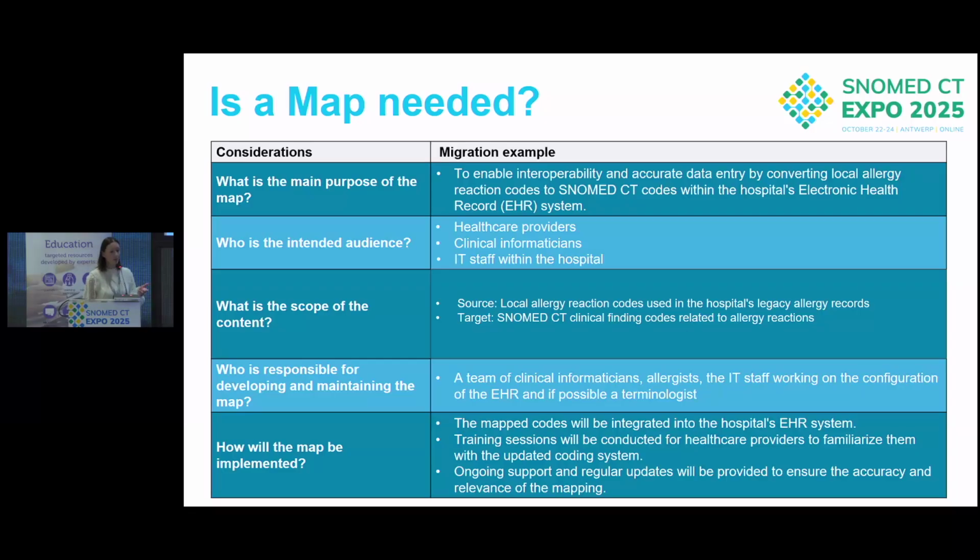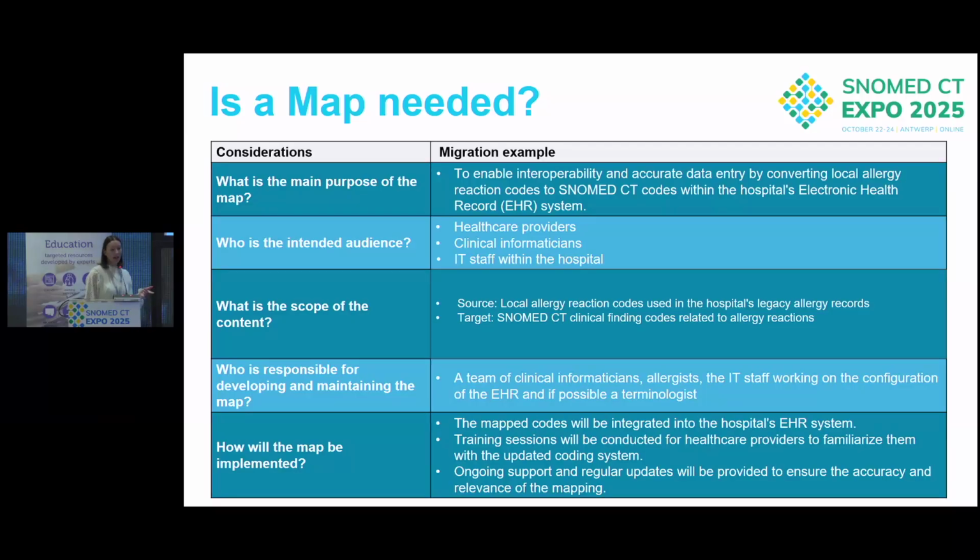And then who is responsible for developing and maintaining the map? A very key thing to always think about is who you might need involved in the processes for maintaining the map. Here, the suggestion for this example is that the hospital wants a team of clinical informaticians, allergists, and IT staff working on this configuration in the EHR. And if possible, they can get a terminologist in as well to help them decide on that map.